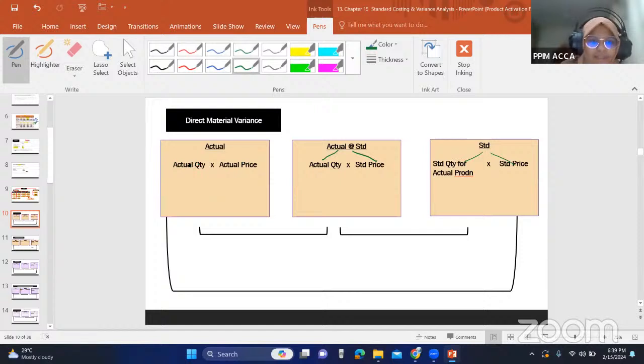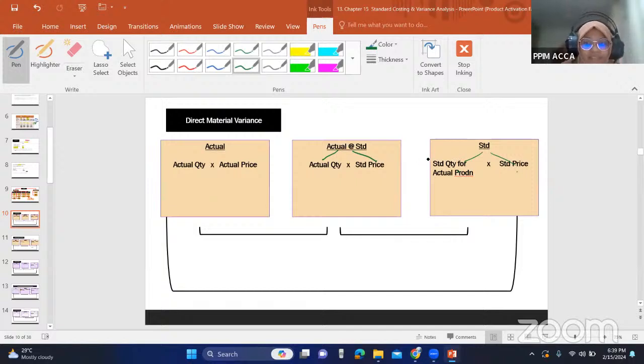Actual quantity means the actual amount of direct materials that we used. And the actual price is how much we paid for it. This is the same figure here. Standard price is according to our budget, how much should we have paid for 1 unit of this direct material? That's the same figure that you have to put here as well, under the standard price also.